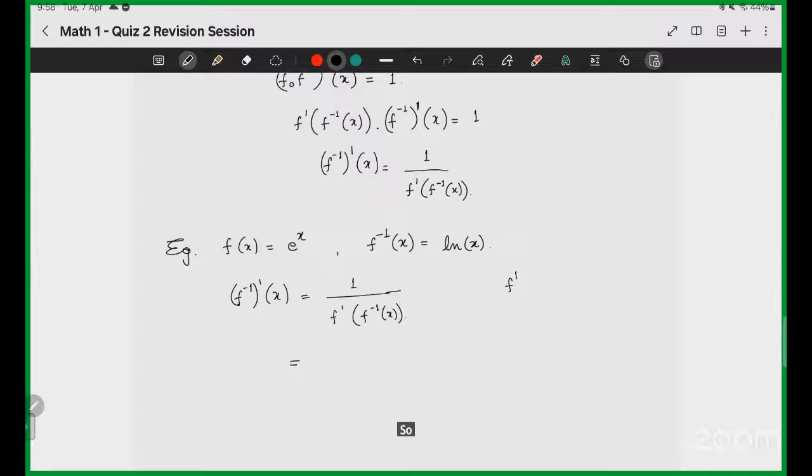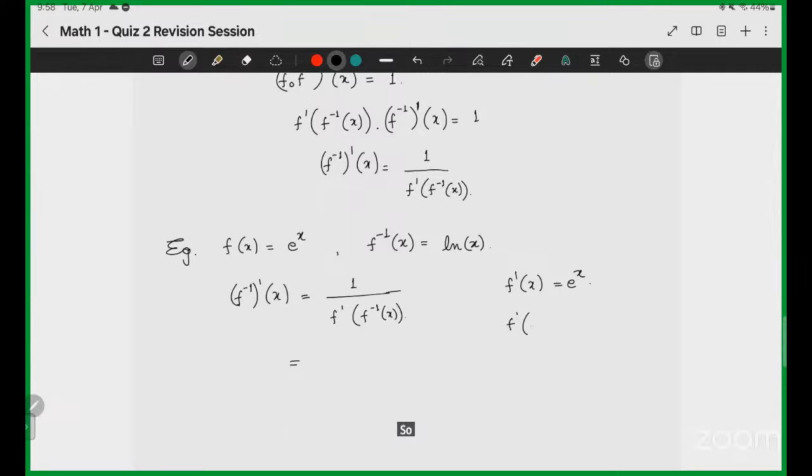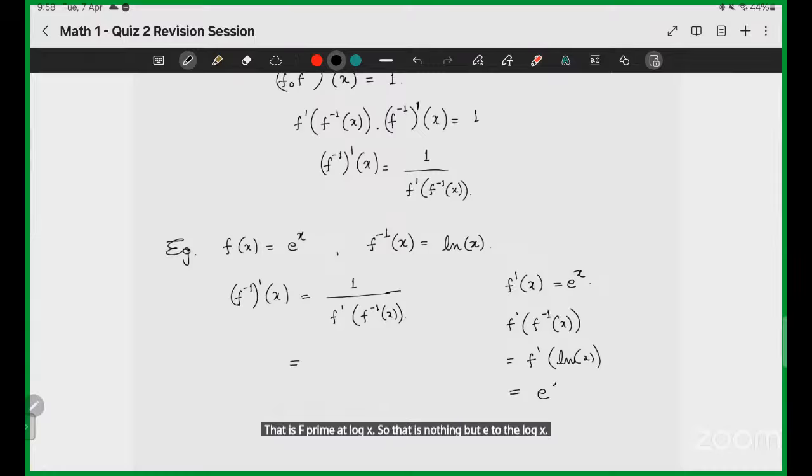So here, suppose I know f'(x) is equal to e to the x, but I don't know the derivative of log x. I want to derive the derivative of log x. So f'(x) is e to the x. So f' of f inverse of x, what is that? That is f' at log x. So that is nothing but e to the log x, right? Yes, sir. Which is x. So this thing is just x. So I'll just write it as 1 by x.